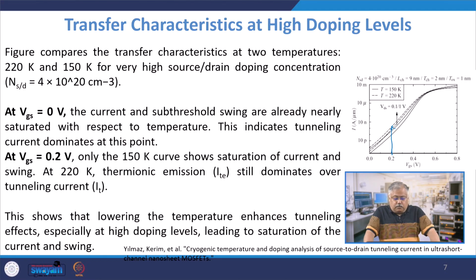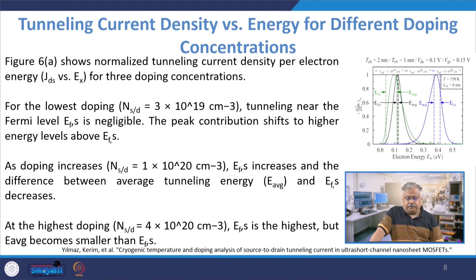the reverse is true when you go to the moderate values of VGS. Lowering the temperature, therefore, shows an enhanced tunneling current, right, especially in the high doping level, and this leads to saturation of the current and the swing.